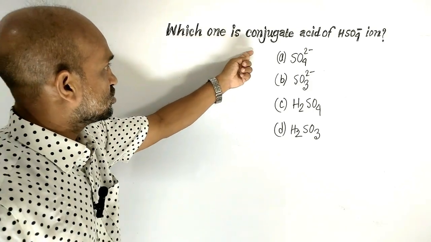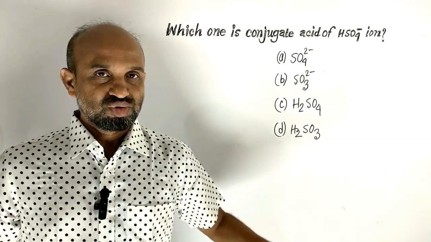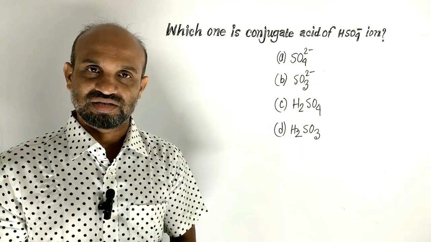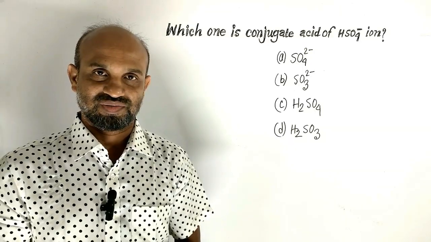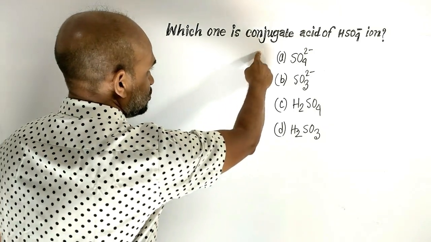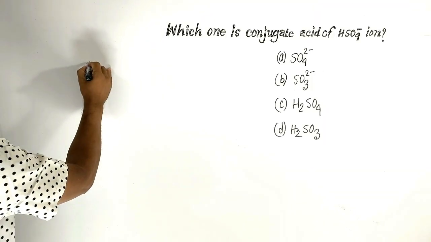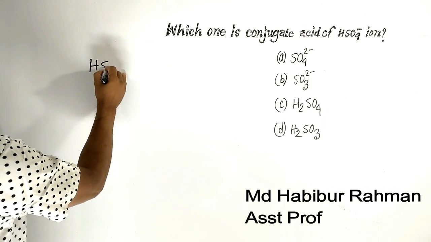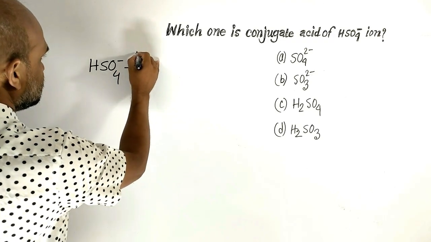Which one is the conjugate acid of the bisulfate ion? Which one of the following is the conjugate acid of the bisulfate ion? Let us try to find out. Actually, the bisulfate ion acts as both an acid and a base.